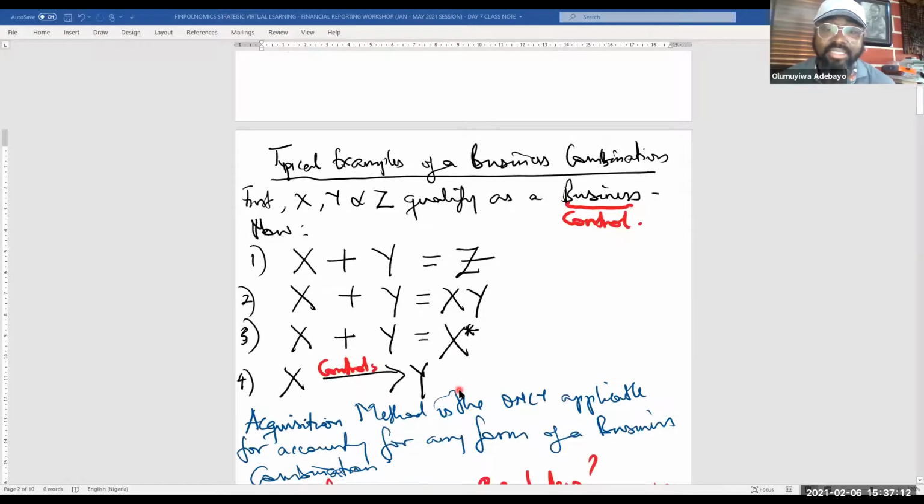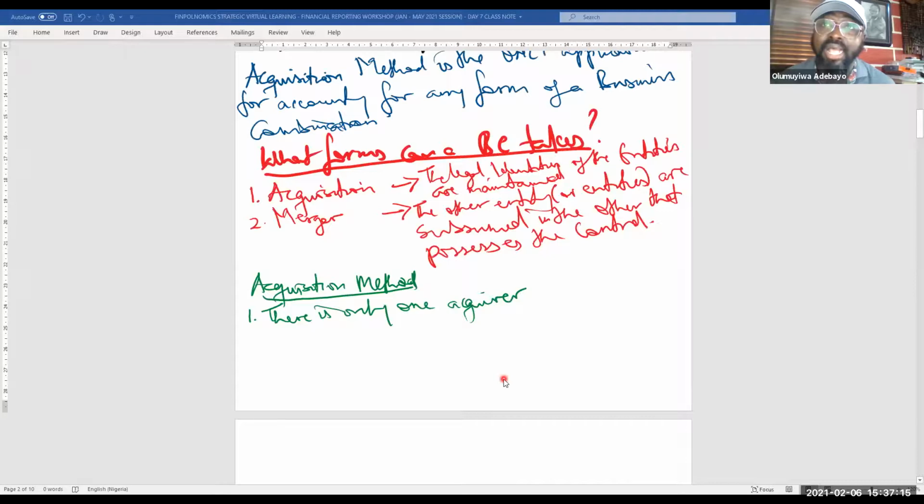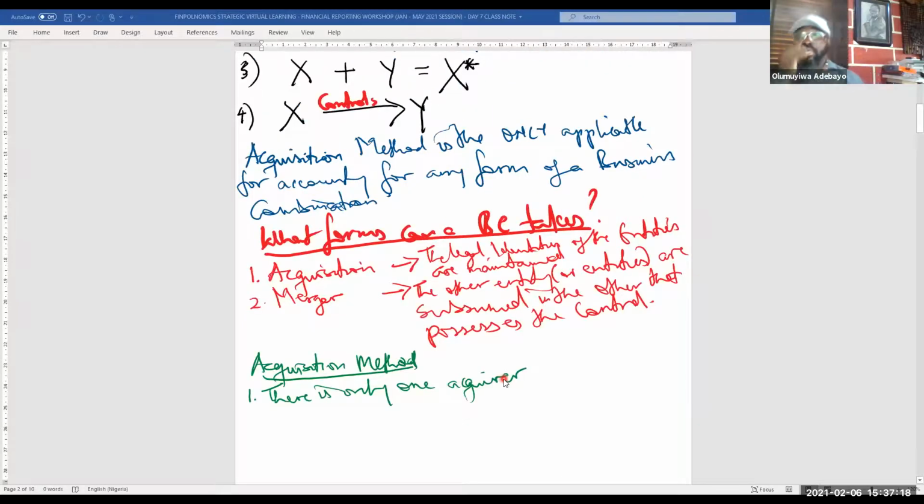And in that case, Access is the acquirer, which means there can only be one acquirer, even though there might be more than two parties to a business combination. What that presupposes is that every other party in a business combination, no matter the number of them, will be considered the acquired businesses or the acquiree. Does that make sense now? Yes. Which means no matter the nature of a business combination, there's only one acquirer.